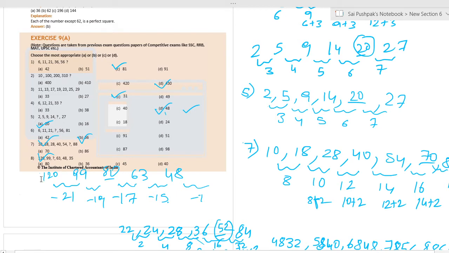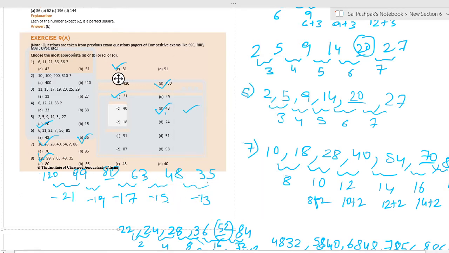Eighth question, I have already solved it here. 120, 99, dash, 80, 63, 48, 35. So guys, here since there are three given, so we'll solve from the right. 35 to 48, the difference is 13. Okay, so here it is minus 13.